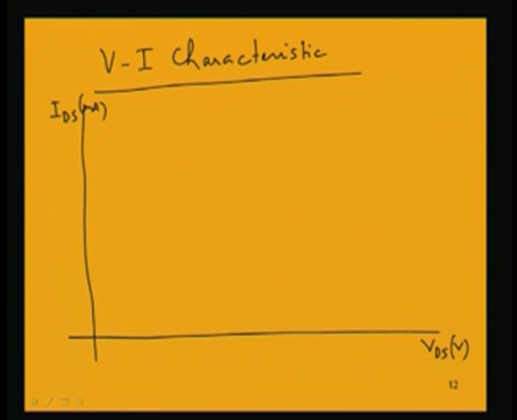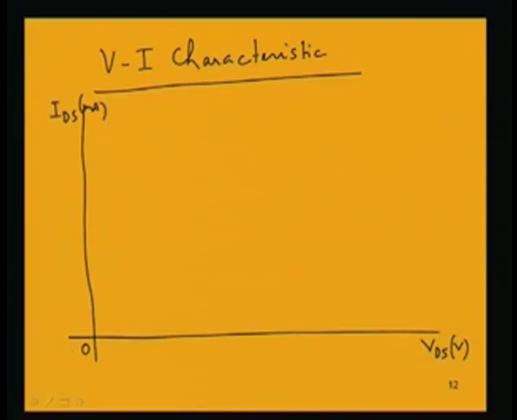Now, as we have seen that the value of VGS is important for initiating the current in the MOSFET device. If the VGS value is less than the threshold voltage for that particular MOSFET, then the current between the drain and the source will be 0.